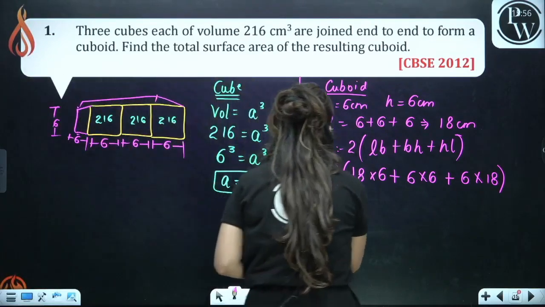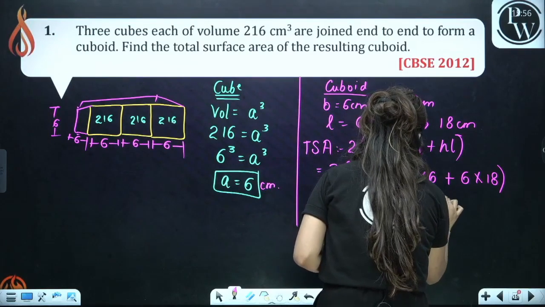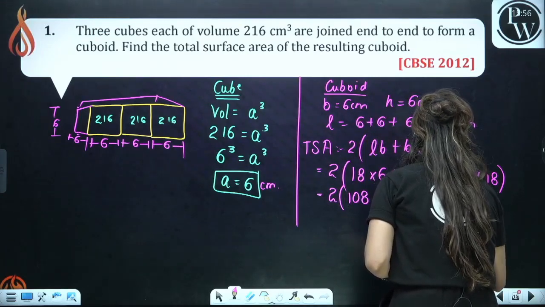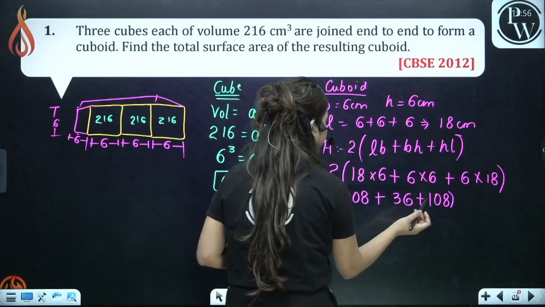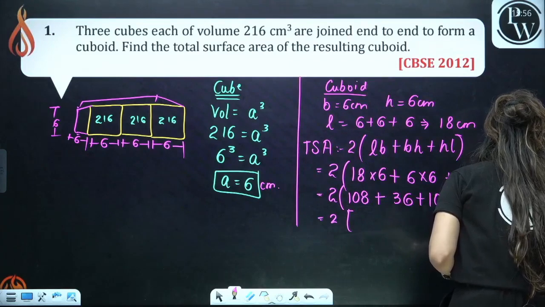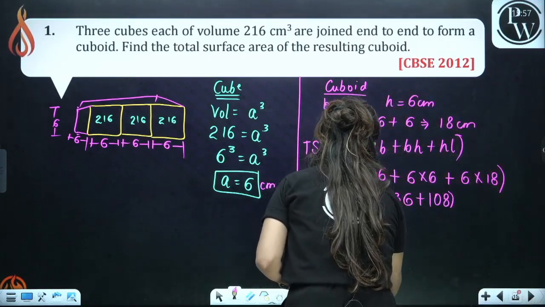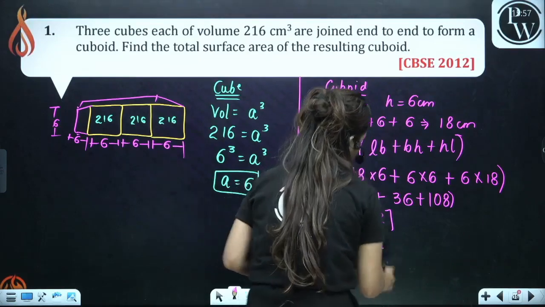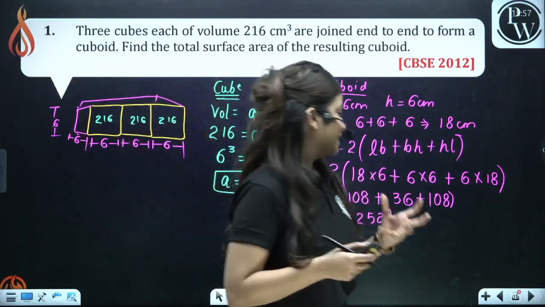All right, okay. Over here we will be left with 2 into, plus, 2. So this is the thing which we will be getting by the end. Now add this up, and in the bracket we are left with 108 plus 108 plus 36. We are left with 252. All right, so in the bracket we have 252, and we will double this number. Basically, 2 into 252 will give you 504 centimeter square. The units are compulsory, they are important for you.